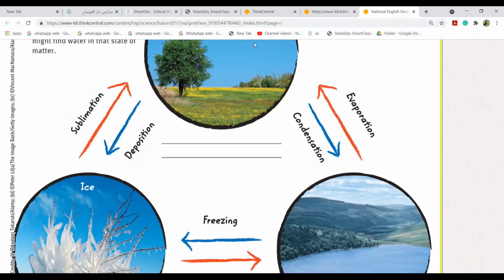Now again, I'm going to make arrows here. Solid to liquid, liquid to gas, come back, gas to liquid, and liquid to solid. I'm going to write here solid, liquid, and gas. Now you are going to say to me, girls, how about the energy? There is a point where energy is absorbed, and there's also a point where energy is released.